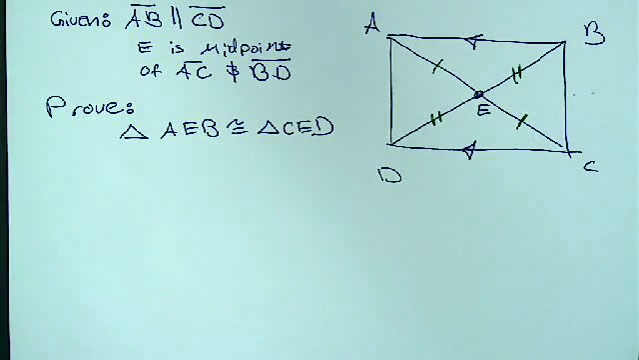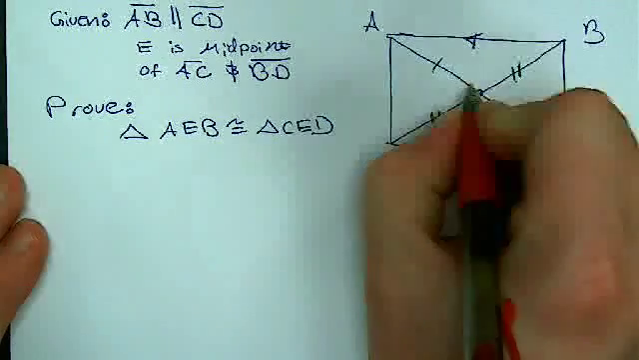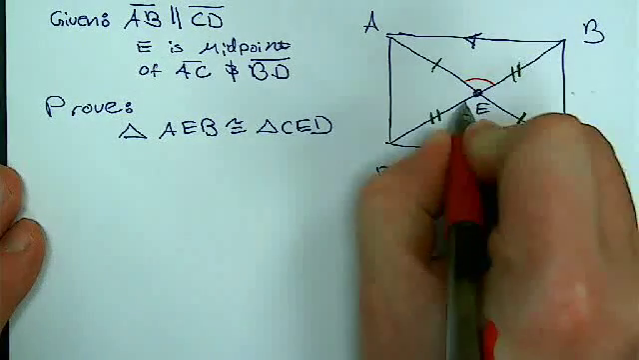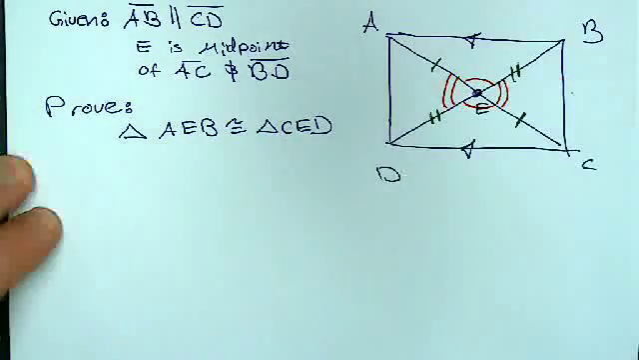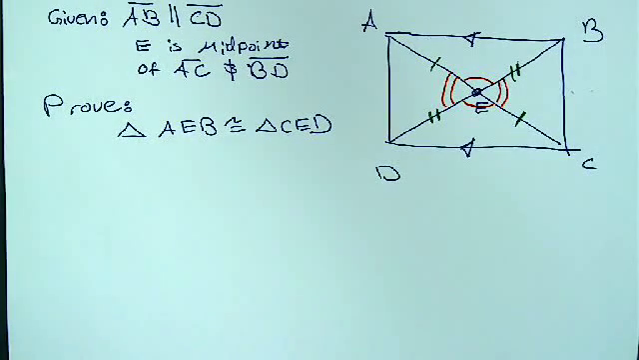I have lines that intersect. Something I can do with this picture that builds on that idea is to go ahead and mark the vertical angles as congruent. I don't know if that's relevant or not, but I can mark them.